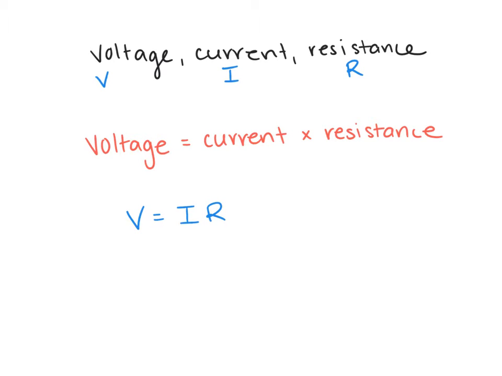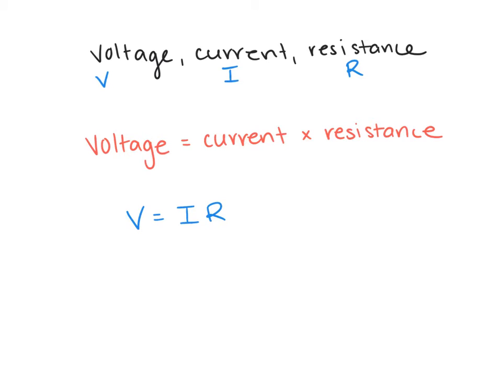And remember in math, when we write two variables right next to each other, it means that we're multiplying. So we could go ahead and put a little times sign in between if we wanted to, but it's quicker just to write them next to each other. So this means if you know the current, I, and you know the resistance, R, and you multiply them together, you will get the value of the voltage.